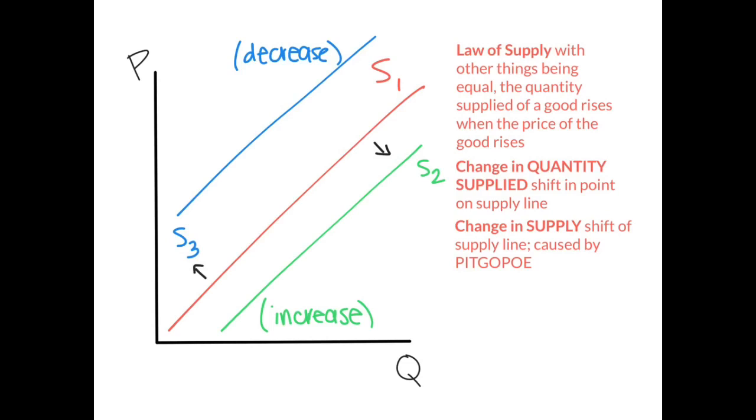Now a change in supply, on the other hand, similar to demand, would be shown through a shift of the entire supply line. To the right if the supply increased, to the left if the supply decreased. And this would be caused by an acronym called PIT-GOPO, which stands for the entry or exit of producers, a change in input price, technology innovations, government policies, which could either mean taxes or subsidies, and expectations.